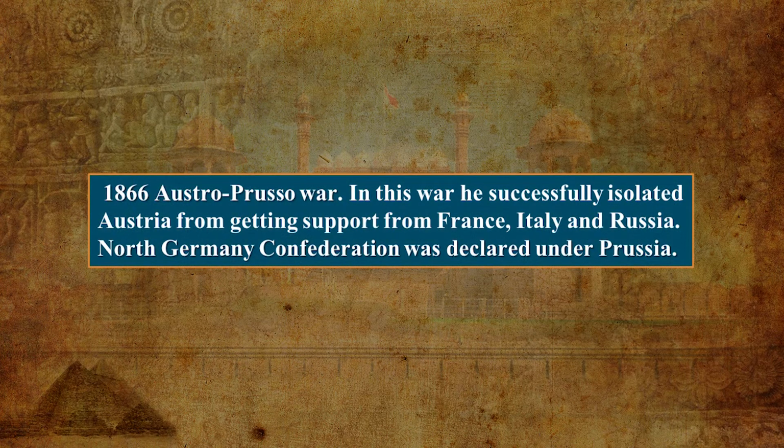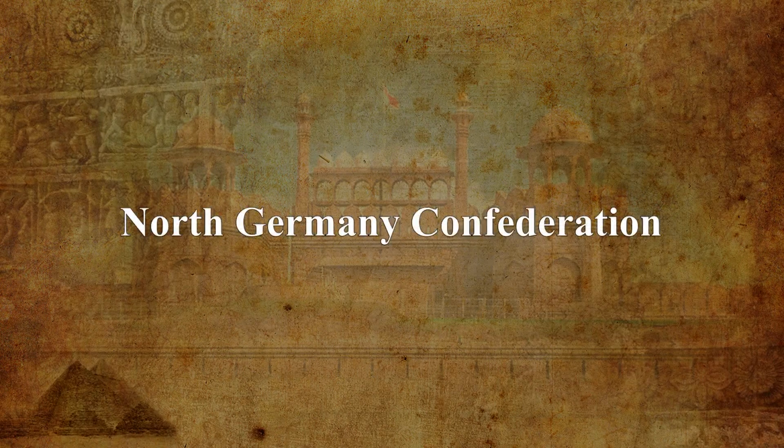So, moving ahead, in 1866 there was the Austro-Prussian War. In this war, he successfully isolated Austria by getting support from France, Italy and Russia. The promise was that France will be given its demand, Italy will also be looked into for their demand, and Russia will also be given its demand. Finally, with the defeat of Austria, one of the major and greatest challenges in the unification process was removed. The North German Confederation was declared under Prussia.